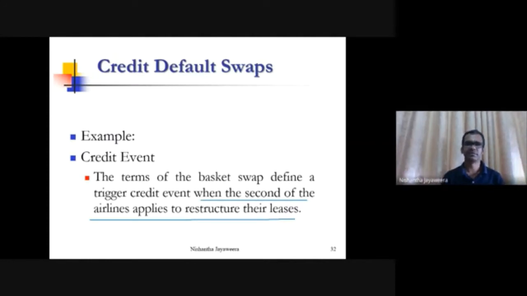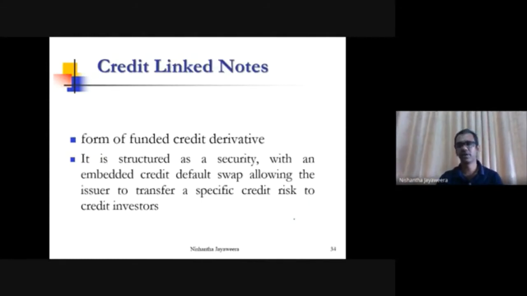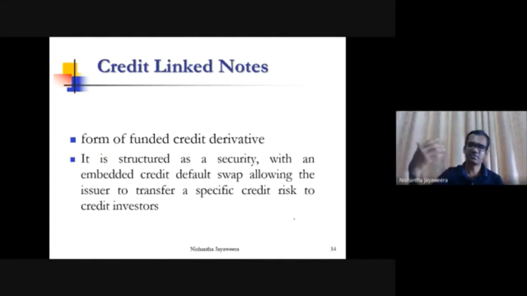Please compensate me. So the whole 5 leases will be transferred to the credit default swap seller, and the CDS seller will give the bank ABC the full notional amount. That is how it happens. If it is not triggered, nothing would happen. The bank ABC just makes the premium payments. That's it. Time lapses, the contract expires.